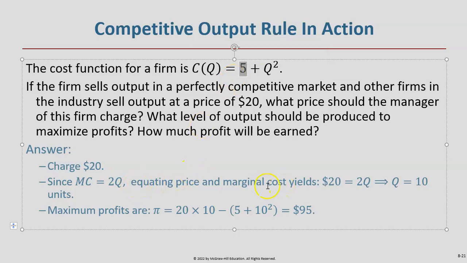So equating price and marginal cost looks like this. Price is $20, marginal cost is 2Q. So solve for Q: Q equals 20 divided by 2. If we divide both sides by 2, we isolate Q on one side of the equation, and 20 divided by 2 is 10. So 10 units is the profit maximizing output level.